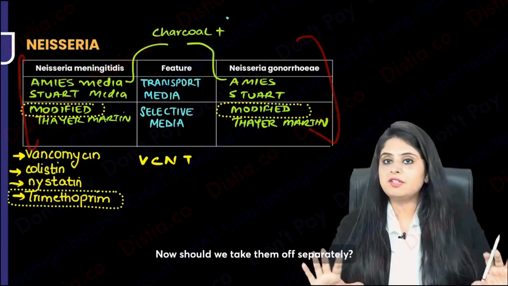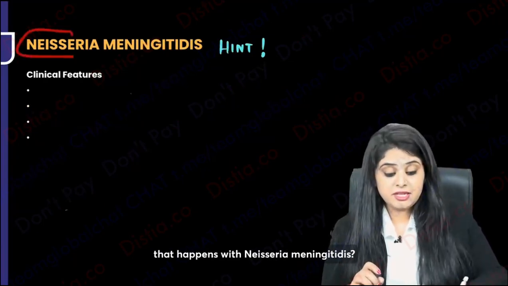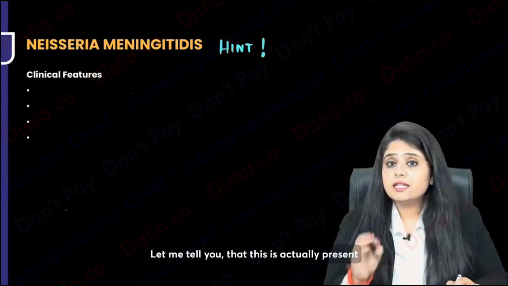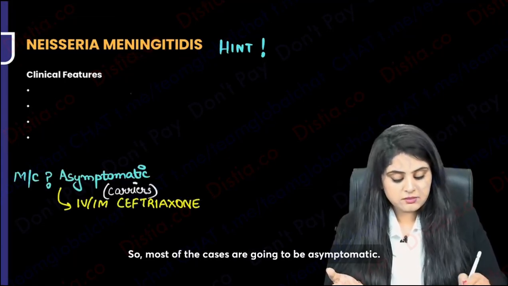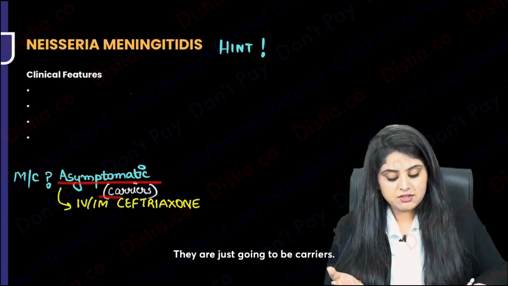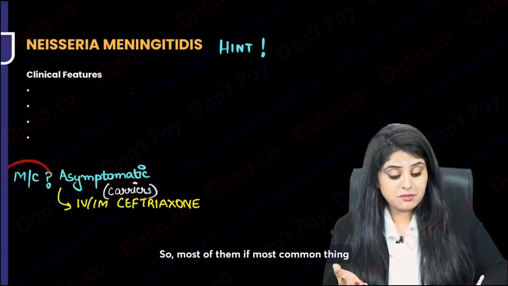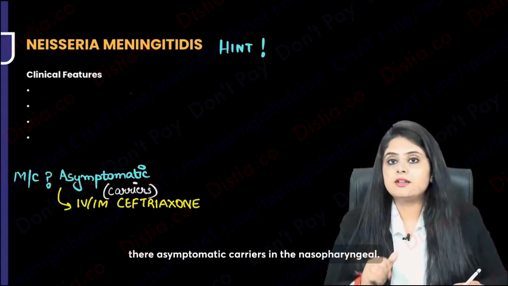Now should we take them up separately? If I start off with what is the condition that happens with Neisseria meningitis, and they ask you which is the most common thing to occur, let me tell you that this is actually present in the nasopharynx. So most of the cases are going to be asymptomatic. They are just going to be carriers, and for carriers we give either IV or IM ceftriaxone. So if most common thing is asked for meningitis, they're asymptomatic carriers in the nasopharynx.